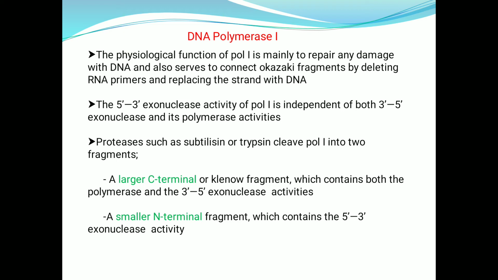DNA polymerase 1. The physiological function of Pol 1 is mainly to repair any damage in DNA and also to connect the Okazaki fragments by deleting the RNA primers and replacing them with DNA. Actually, what happens in replication is there are two strands: the 3' to 5' strand acts as the leading strand, and the 5' to 3' strand of the DNA acts as the lagging strand, because replication occurs only in 5' to 3' direction. So the 3' 5' template can act continuously, and the 5' 3' template strand will act in discontinuous mode.